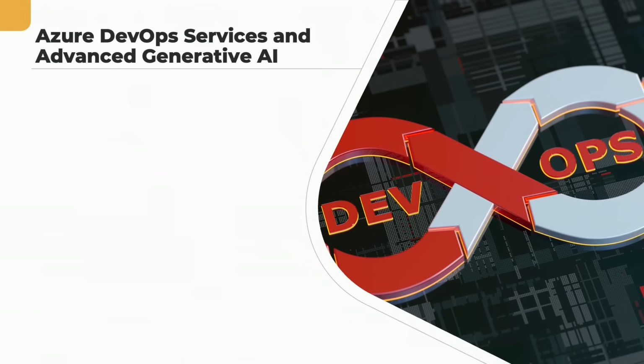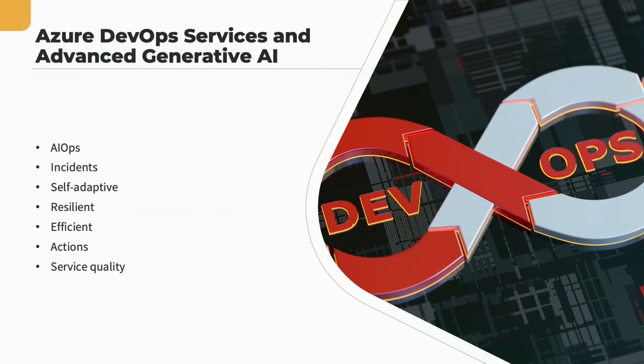This video explores SRE tools and platforms with advanced generative AI. Azure DevOps services incorporate advanced generative AI capabilities, particularly under the umbrella of AI Ops, which stands for Artificial Intelligence for IT Operations. Used in this manner, it can enhance incident management and monitoring. This integration of AI into Azure's cloud platform and DevOps processes aims to make the Azure platform more self-adaptive, resilient, and efficient. AI Ops supports engineers in taking effective and timely actions to improve service quality and enhance the customer experience.